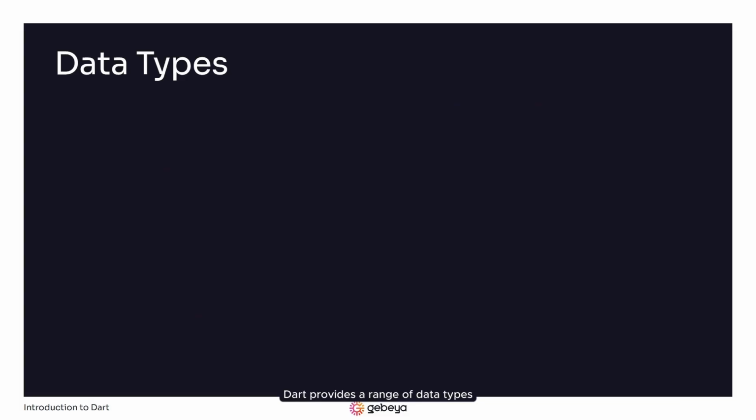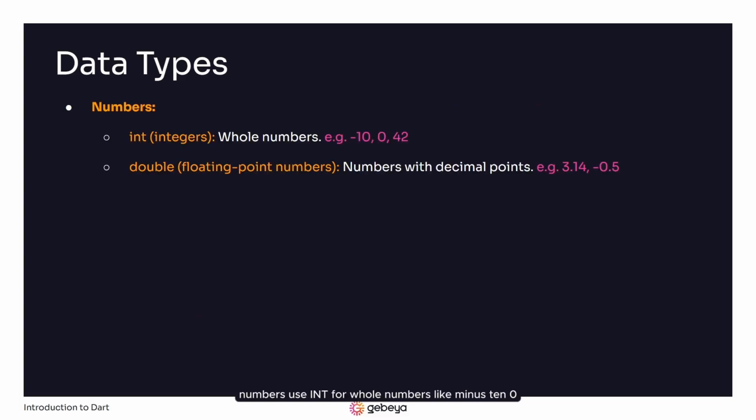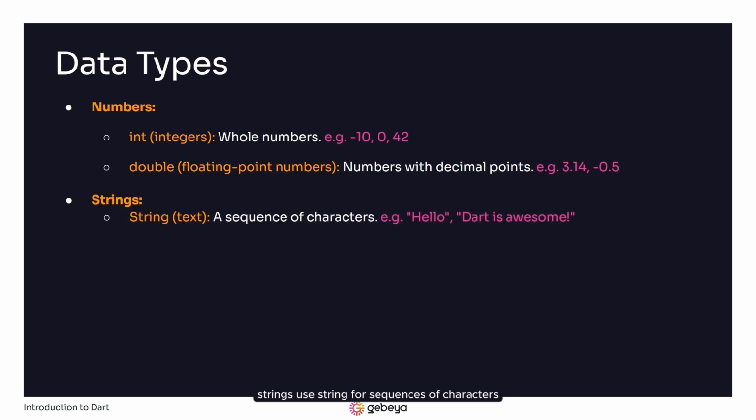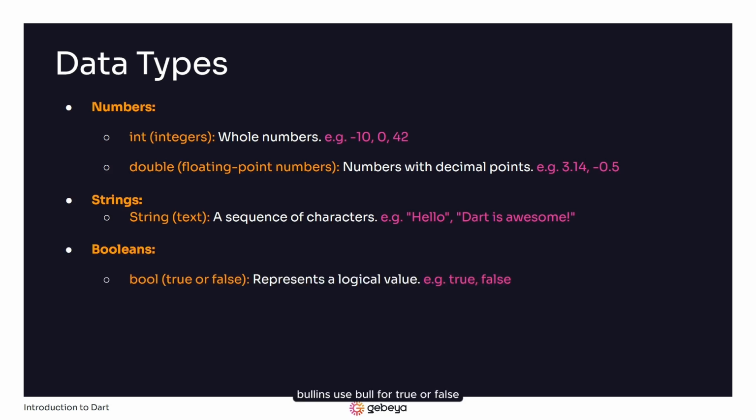Dart provides a range of data types. Numbers: use int for whole numbers like -10, 0, 42, and double for floating point numbers with decimals like 3.14. Strings: use String for sequences of characters, for example, 'Hello' or 'Dart is awesome'. Booleans: use bool for true or false values to represent logical states in your app.